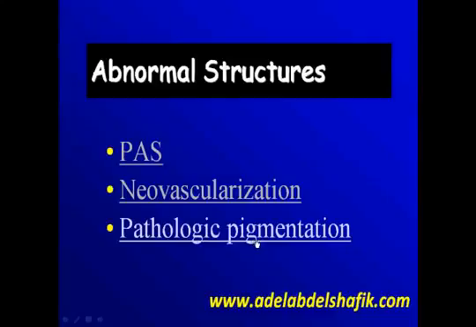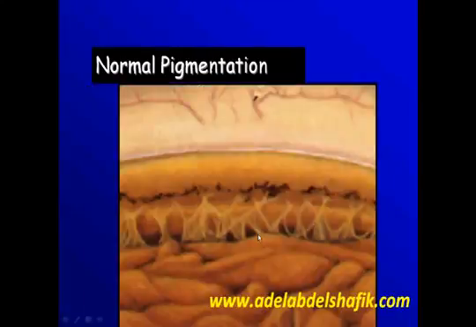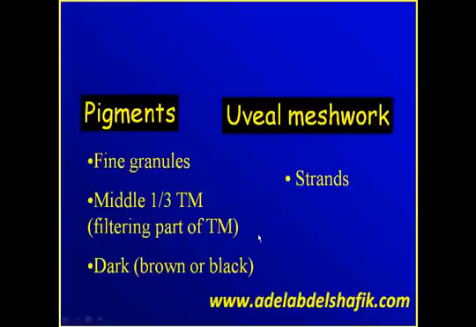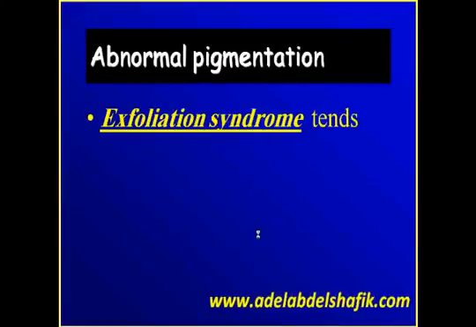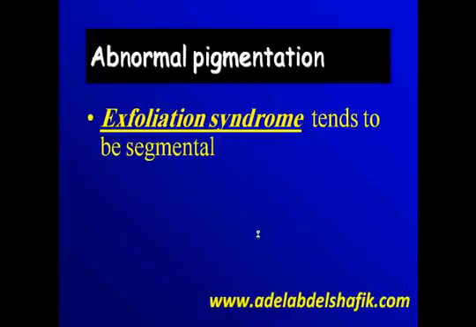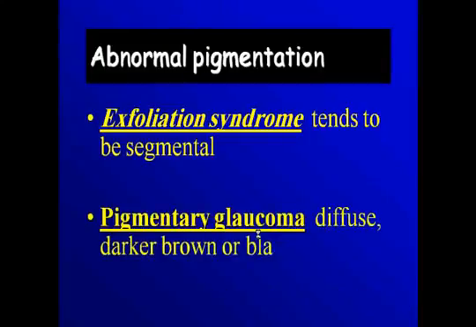The last thing is the amount of pigmentation in the angle. Normally there is some pigment on the normal trabecular meshwork. But abnormal pigmentation can be found in exfoliation syndrome, heavy pigmentation. It used to be segmented in areas of the circumference. Or in pigmentary glaucoma, it's a diffuse pigmentation all over.